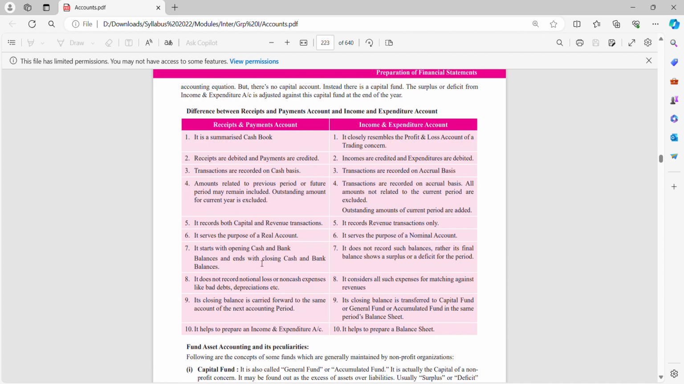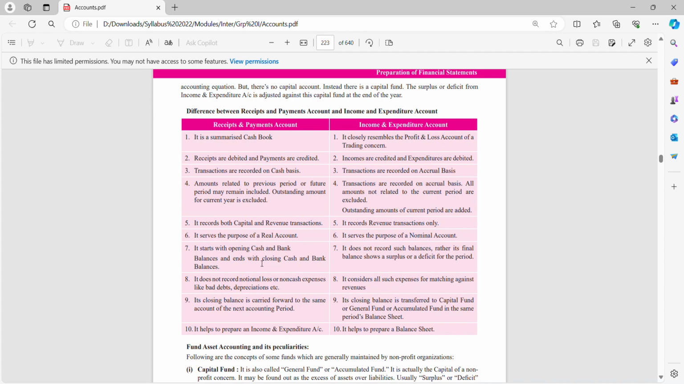Difference between receipts and payment account and income and expenditure account. Receipts and payment is nothing but a summarized cash book, and your income and expenditure is a normal P&L account or trading account. Receipts are debited and payments are credited, whereas incomes are credited and expenditures are debited.